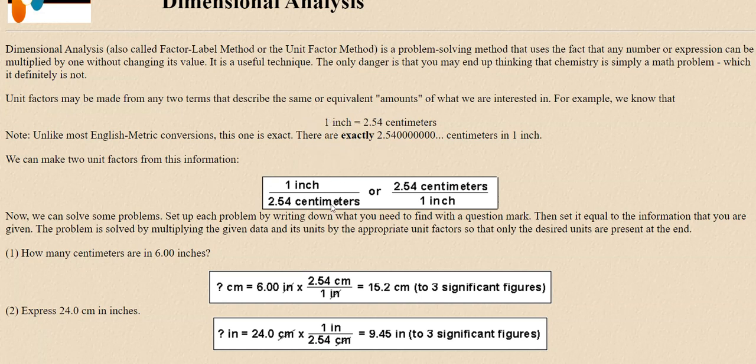So we can divide by 1 inch and get this form, or we can divide by 2.54 and we get this form. When we do that, we'll get 1. This is equal to 1, all right? And that's the basis of the conversion.